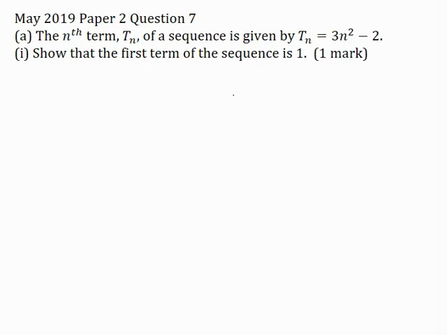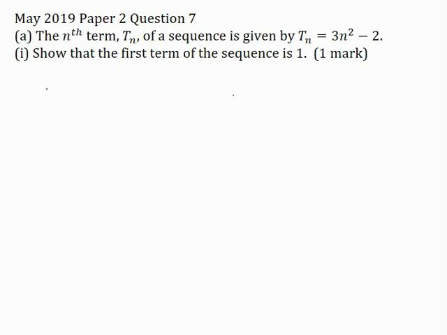In this video, I'll be solving May 2019, Paper 2, Question 7. Part A. The nth term Tn of a sequence is given by Tn is equal to 3n squared minus 2. Part 1. Show that the first term of the sequence is 1 for 1 mark.